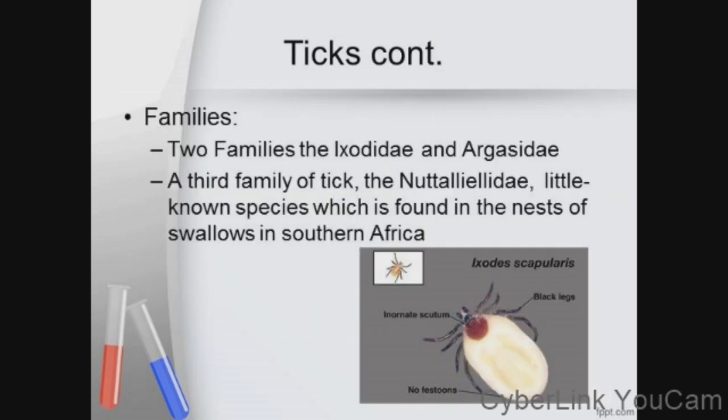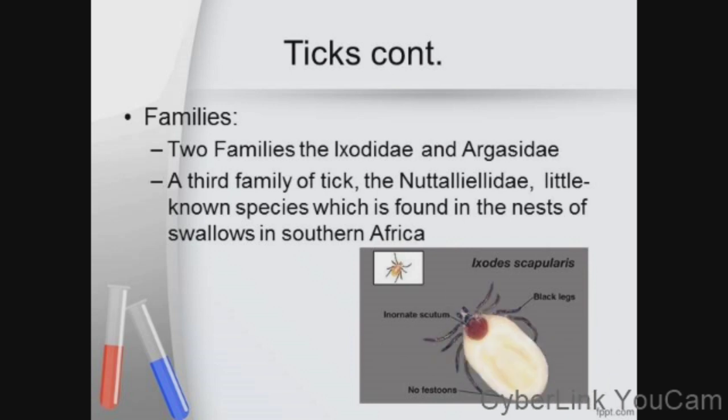Families: 2 families, the Ixodidae and Argasidae. Ixodidae, or hard ticks, the scutum is present, and Argasidae, soft ticks, the scutum is absent. This is the scutum. Yeah, that one. Then this organism is a hard tick. Okay.